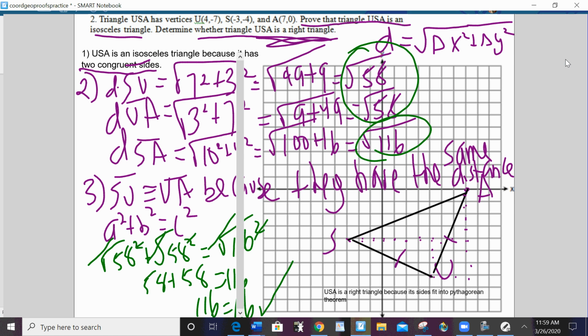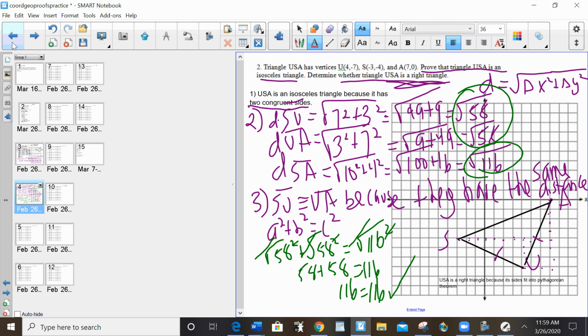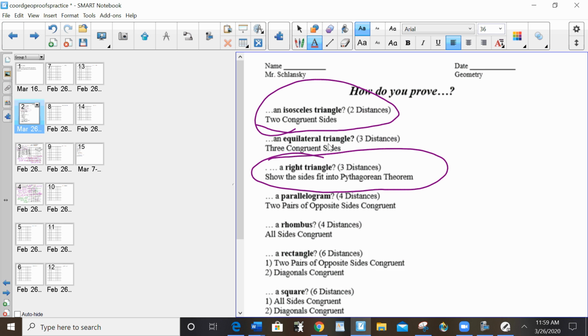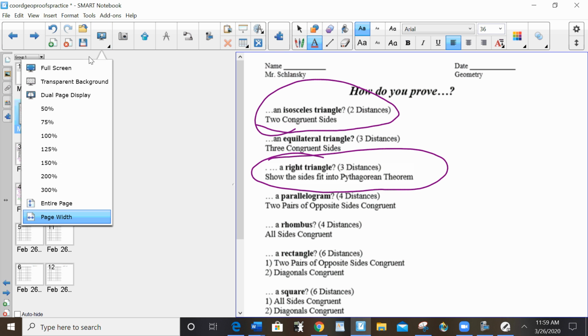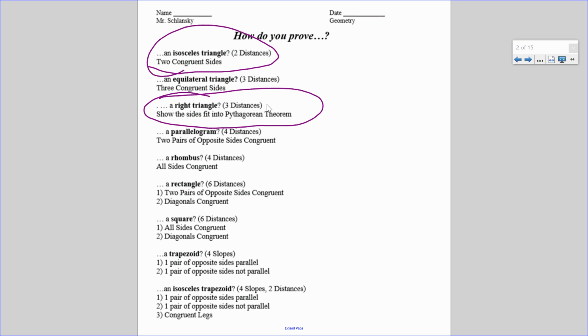as long as you know this sheet right here, it's really not bad. Use my key to help you practice.